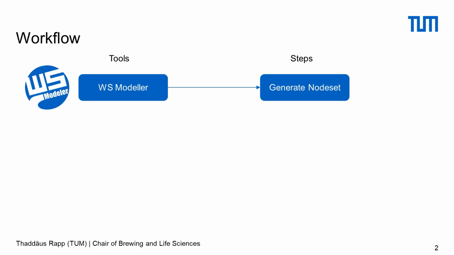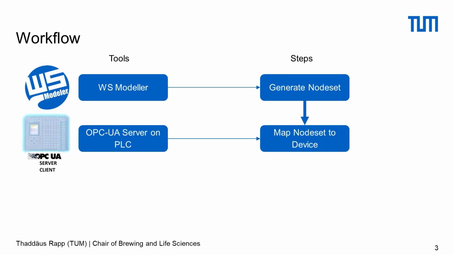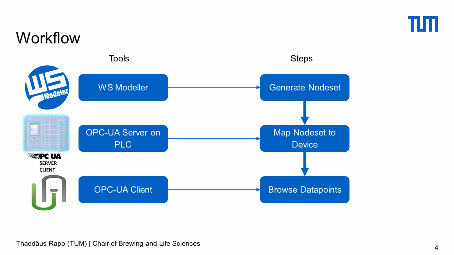This can be generated, for example, by the WS modeler from our chair. Once you have acquired the fitting node set for your device, you need to map the variables in the OPC UA information model to your PLC variables. After mapping the OPC UA variables to your PLC variables and uploading the project to a controller with OPC UA server functionality, you are able to browse the server with any OPC UA client.